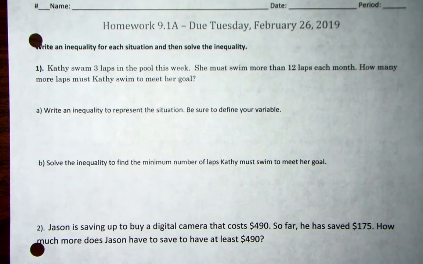Number 1 says, Kathy swam 3 laps in the pool this week. She must swim 12 more laps each month. How many more laps must Kathy swim to meet her goal?